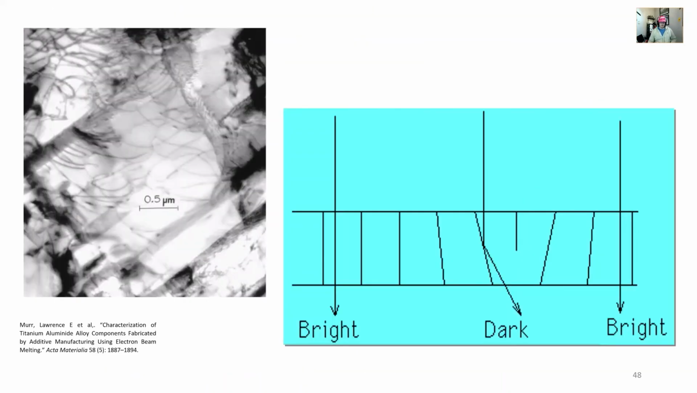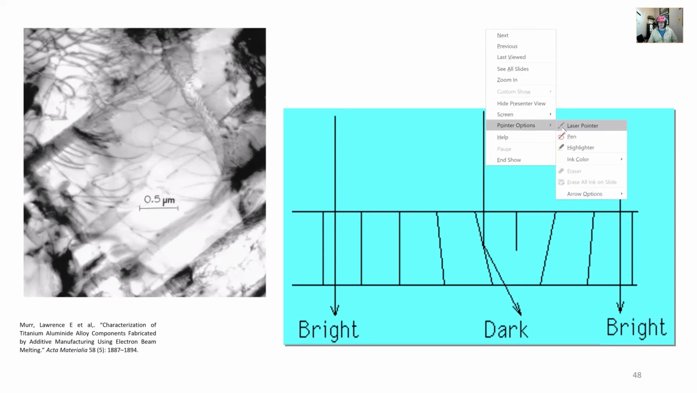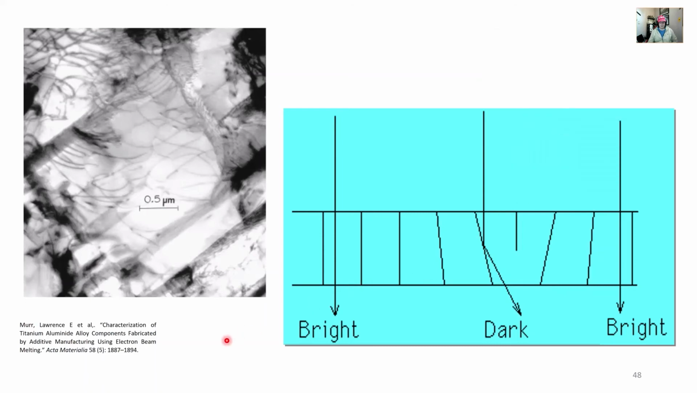All right, so we've seen diffraction contrast, and here's another depiction of diffraction and lattice contrast. Here we're seeing dislocations, and they appear dark. What happens is the presence of the dislocations causes the electron beam to go somewhere else, basically. That's another example of diffraction contrast.